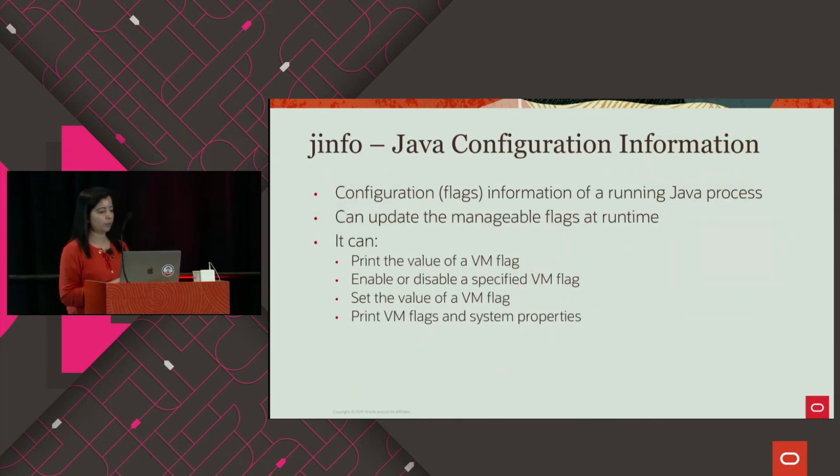All right, so with that, let's talk a bit about JInfo. JInfo, as its name suggests, extracts information about the VM, which means it shows us information about JVM flags and system properties. Using this tool, you can enable or disable a flag, or set the value of a flag, and it can print the values of all the system properties as well.